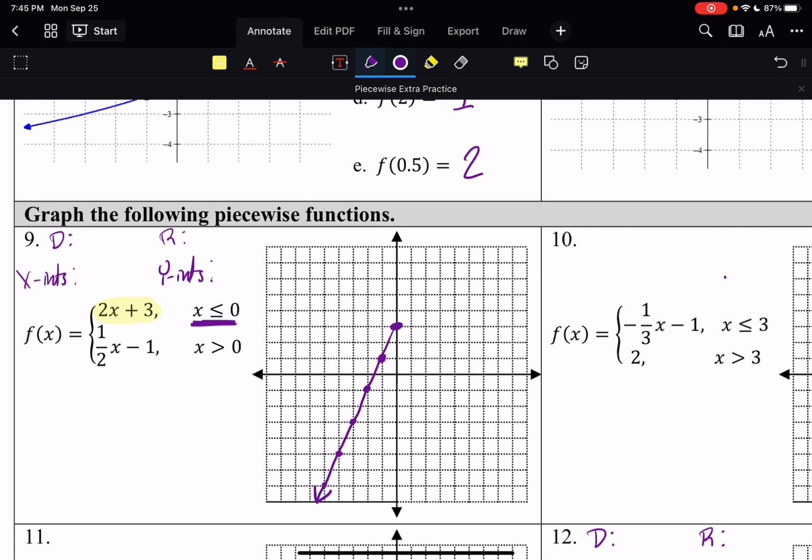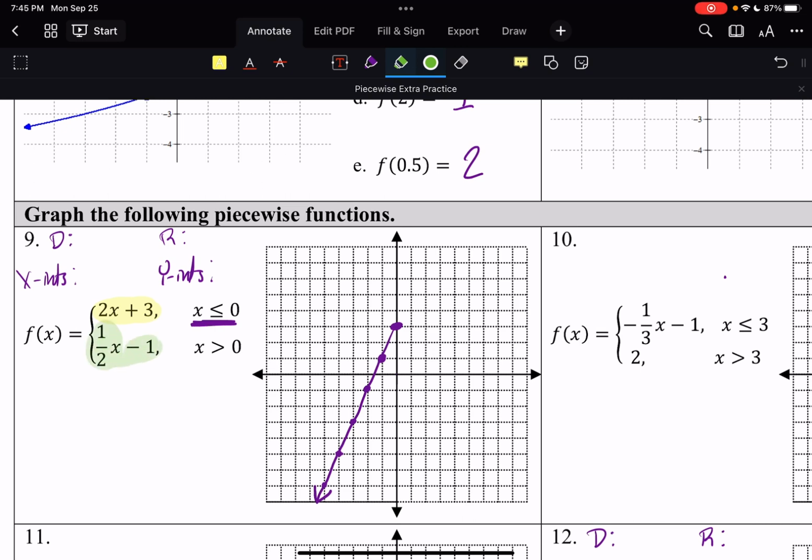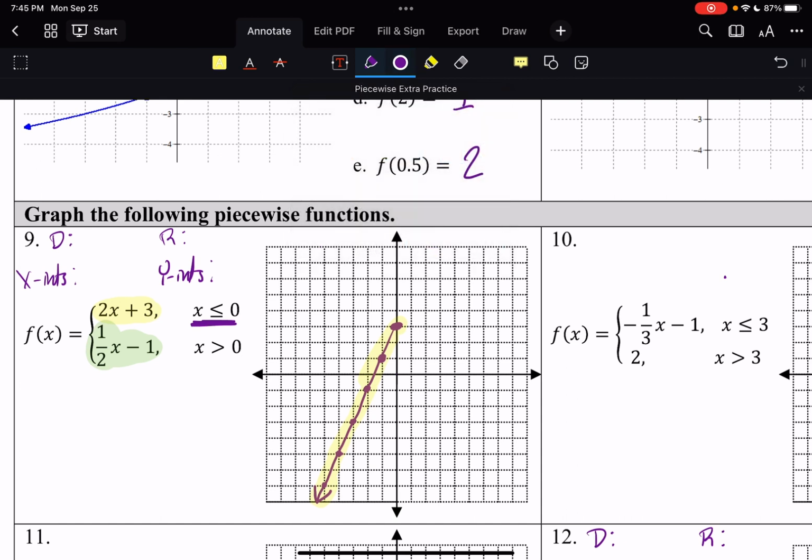Now let's do my next line, which is 1/2 x minus 1. Let's mark this as the first line. Okay, 1/2 x minus 1. So I have a slope of 1/2 and a y-intercept of -1. But it's not defined at 0. So when I plot that point (0, -1), I need to make sure that I put a hole there, just because it's not defined there, but it picks up right after 0 on that new rule.